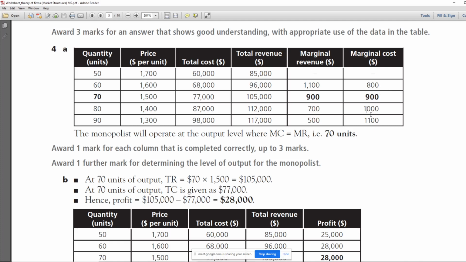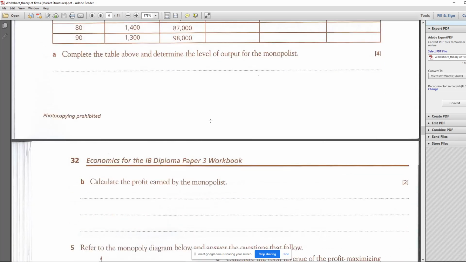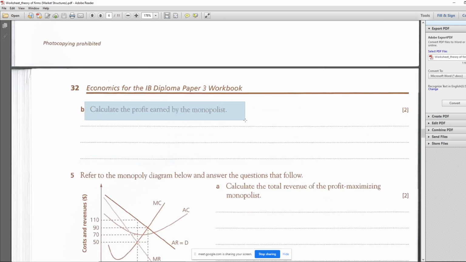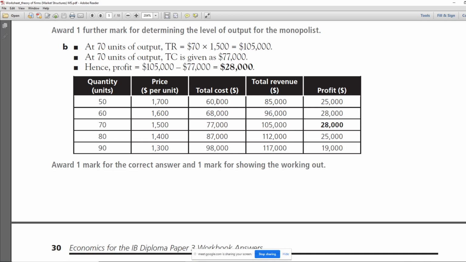Yeah, just like that. Okay, all right. So that's question four, question four here. And question B is asking you to calculate the profit. So this one is even more simple, right? You just have to use the numbers that you have calculated in question A. You have your total revenue, you have your total cost. So you just have to use the revenue minus the cost, then you will get profit.